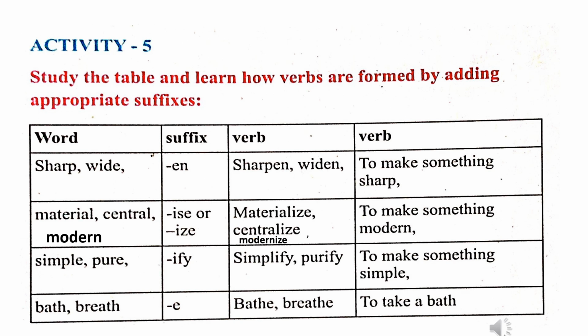In your textbook, you can see some examples. First, the word is sharp or wide. We added the suffix en and we got the verbs sharpen, widen. Sharpen means to make something sharp. Second, material, central or modern. We can add either ise or ize. We will get the verbs materialize, centralize or modernize. Modernize means to make something modern.